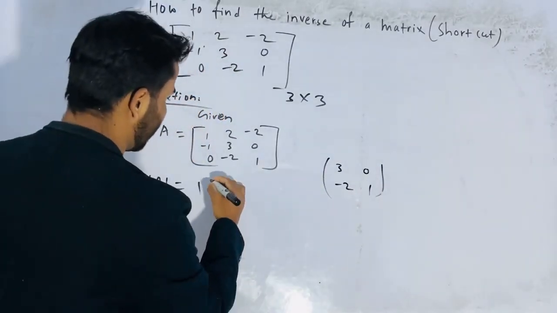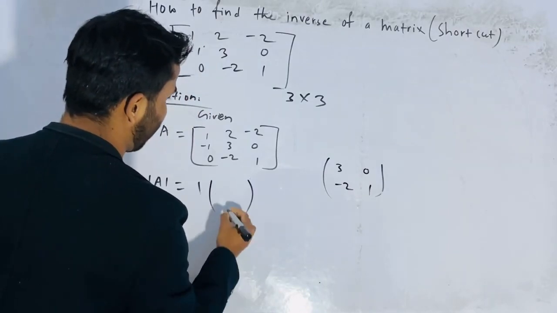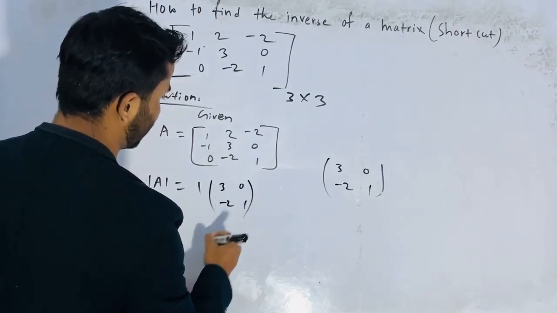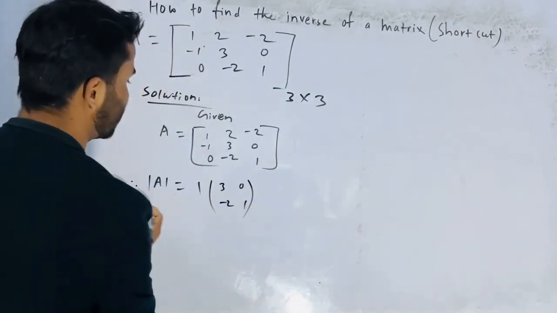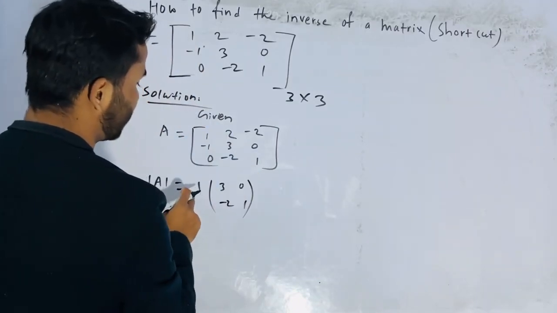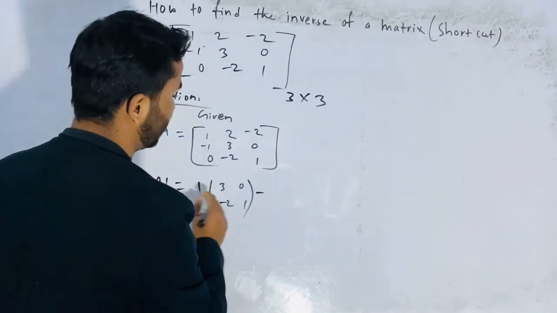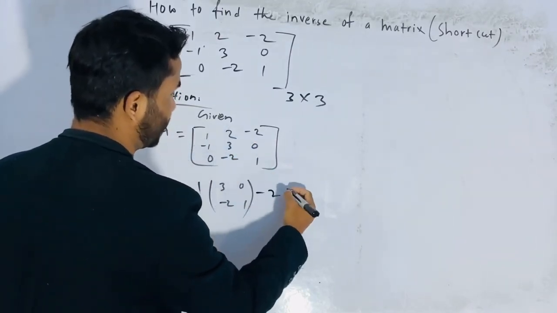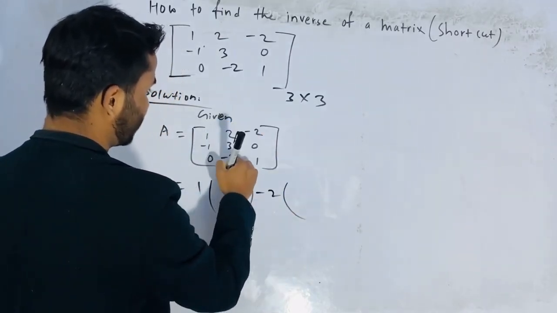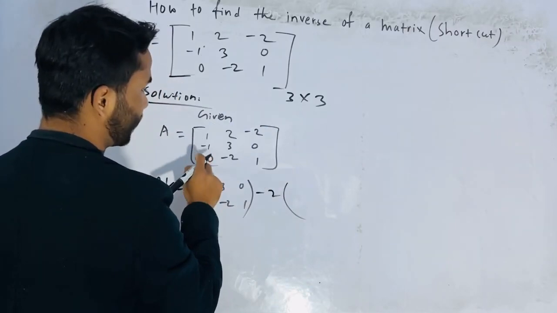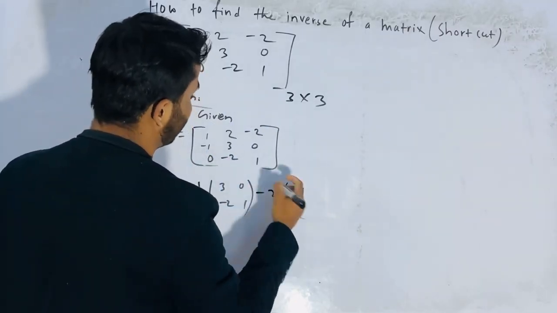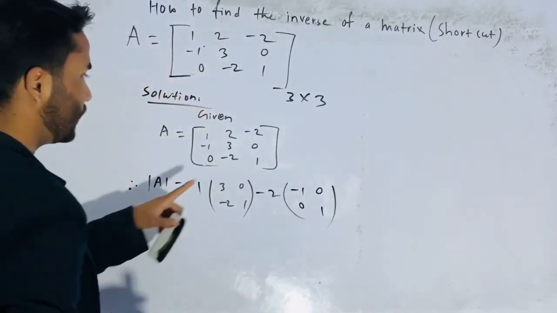So now you can write here like this: 3, 0, minus 2 and 1. In the same way, first there will be a plus sign, then after writing another term there will be a minus sign. So minus, and what is there? 2. In the same way, if we cancel this column and this row, what will be remaining? Minus 1, 0, 0 and 1.